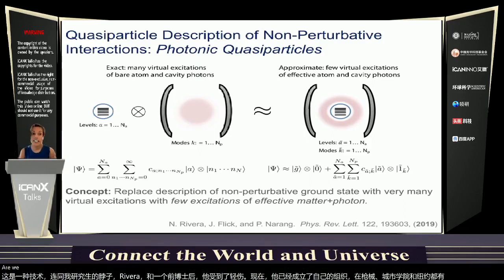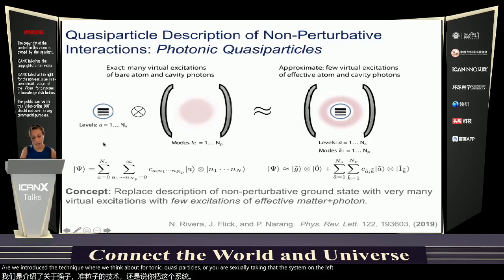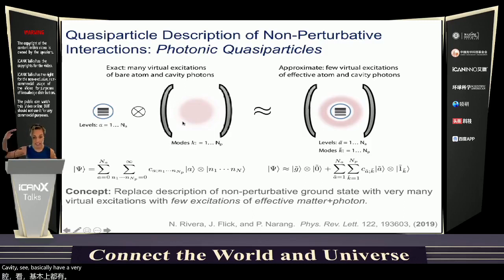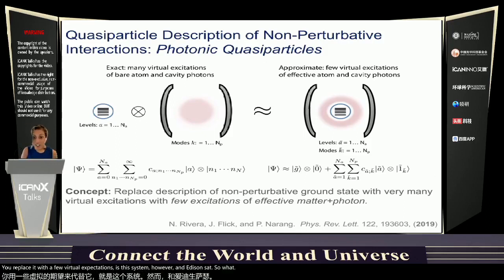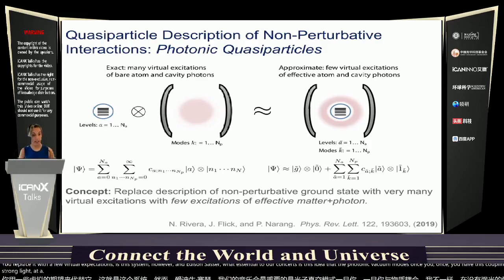We introduced a technique where we think about photonic quasiparticles, where you're essentially taking the system on the left, many levels, the cavities, so you basically have a very large set of virtual excitations of this joint system. You replace it with a few virtual excitations of this system. However, and this is somewhat essential to our ansatz, is this idea that the photonic vacuum modes, once you have this coupling to matter, are different than the modes in the absence of strong light matter coupling.